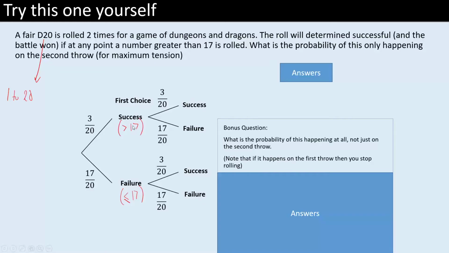The probability of us getting a success, something greater than 17, we've got 18, 19, and 20. So that's 3 possible things out of the 20 numbers that we have on a d20. Our failure, less than or equal to 17, well, there's 1 to 17, so there's 17 numbers. And the probabilities in our second roll are going to be the same as they are in the first roll.